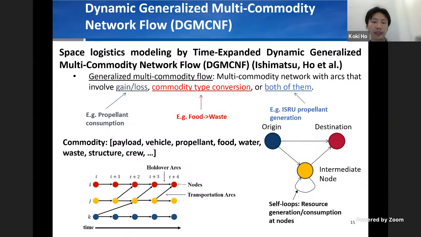Again, I'll skip the details, but the idea is that we consider the flow with multiple commodities. By commodity, I mean the payload, vehicle, propellant, food, and so on, basically everything that flows over the network. We have constraints that govern the relationship between the commodities. For example, when you have propellant, you need to have a propellant tank associated with that, and so on. All these constraints are included. And then we have some demand we want to satisfy. For example, we want to deliver something from the origin to the destination, and we optimize and find the best way to do that.